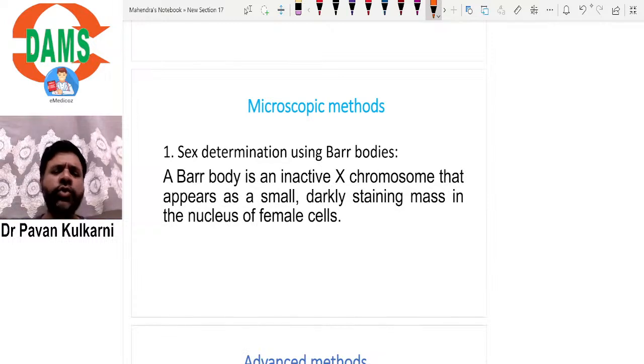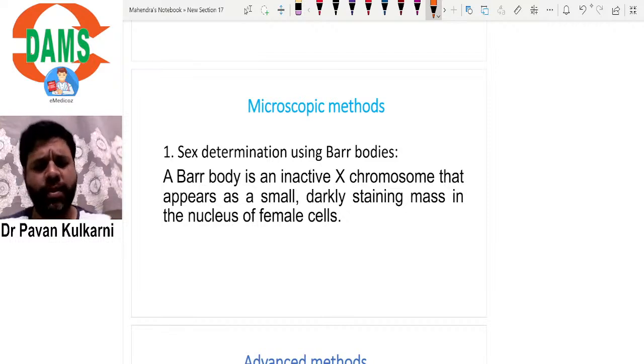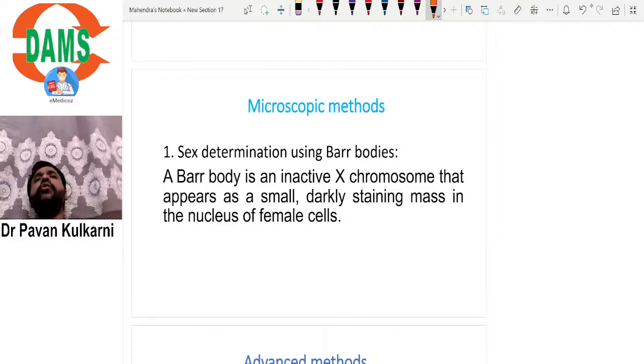Moving on to the microscopic methods. What are the various microscopic methods that are used? One of the important microscopic methods that was used earlier is bar bodies. All of us have heard of bar bodies. What are these bar bodies? A bar body is basically an extra inactive X chromosome. Actually, it is an X chromosome, but it is inactive. It is typically seen in the nucleus of a female cell. So bar bodies are specifically seen in females.